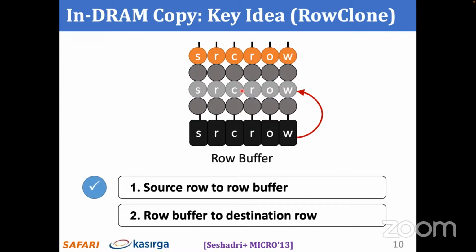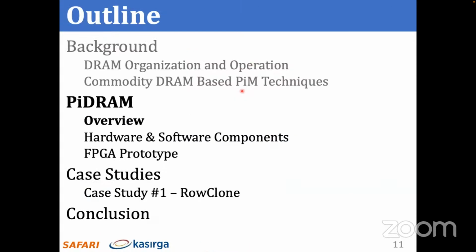So the first step is already implemented in commodity DRAM chips. This is just an activate command. This is what an activate command does. And RowClone presents a minimal circuitry design that allows us to do the second part of this operation. And I'll talk about that in more detail.